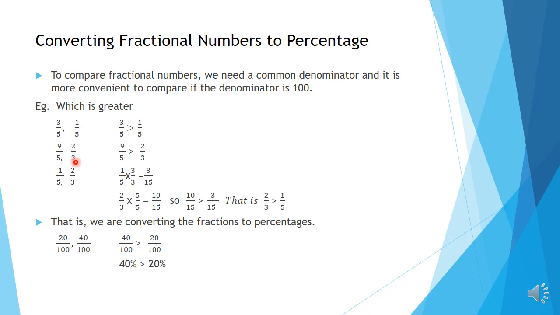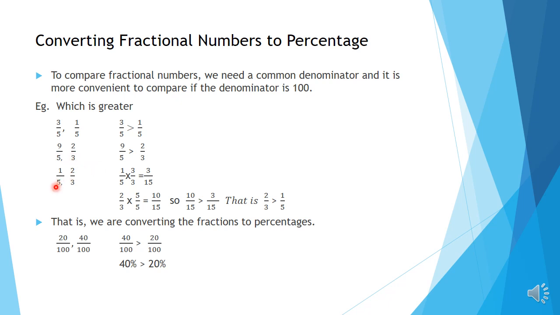Children, all improper fractions are greater than proper fractions because improper fractions are greater than 1 and proper fractions are less than 1. So here, since 9 by 5 is an improper fraction, we can say 9 by 5 is greater than 2 by 3. Children, here we need not see denominators, we have to see proper and improper fractions, right?